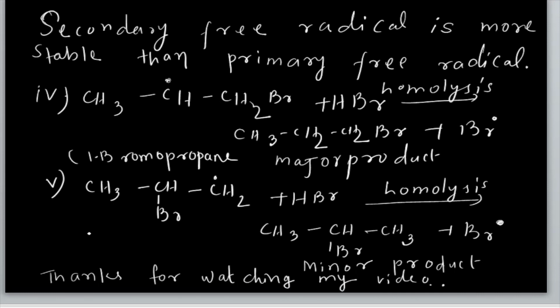Similarly, anti-Markovnikov's rule is against, or contrary to, Markovnikov's rule, and since Kharasch discovered this, it is called the Kharasch effect. And since benzoyl peroxide is used here, it is also called the peroxide effect. Now here also you can see the secondary free radical is more stable, that is why 1-bromopropane is the major product and 2-bromopropane is the minor product. I hope it is clear to you.